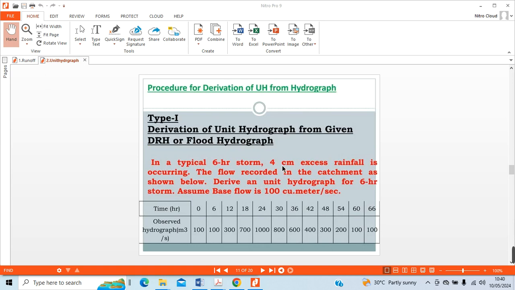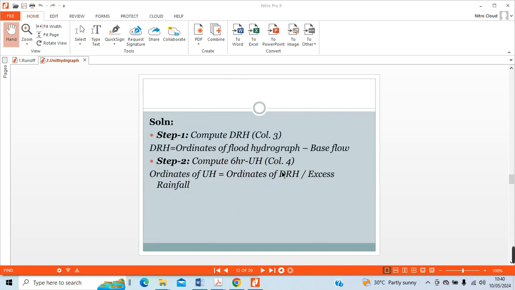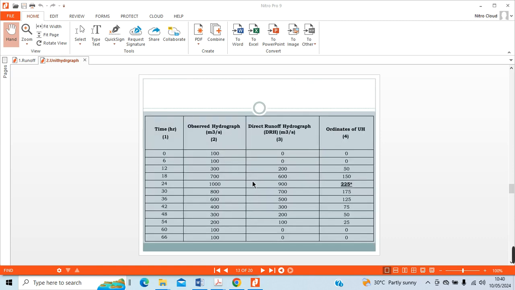They already gave the 4 centimeter, so you have to divide by this one. Very simple calculation. You can understand, right? In this data they already gave the time: 6, 12, 18, 24, 30, 36, 42, 48. This one also they already gave. So we have to prepare these two columns.